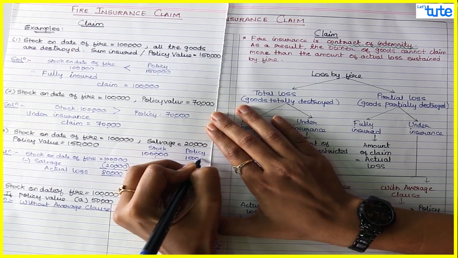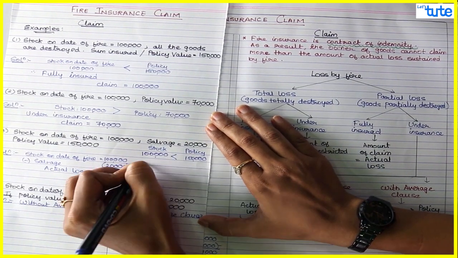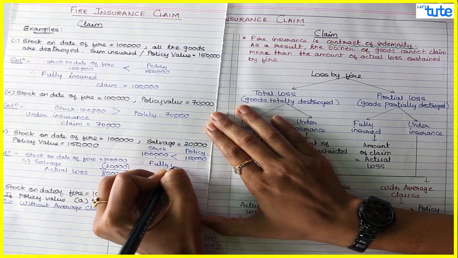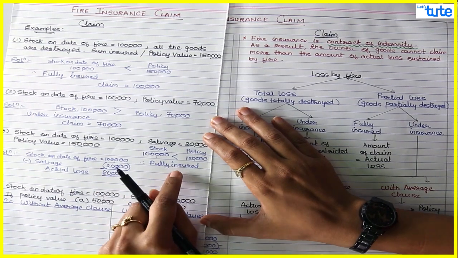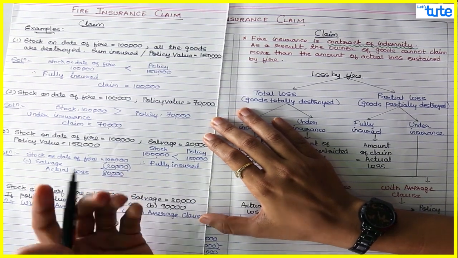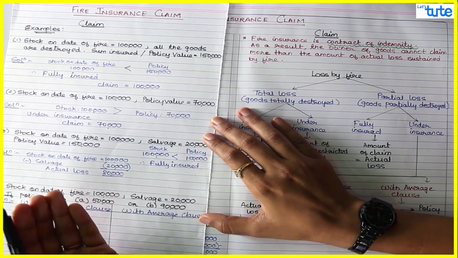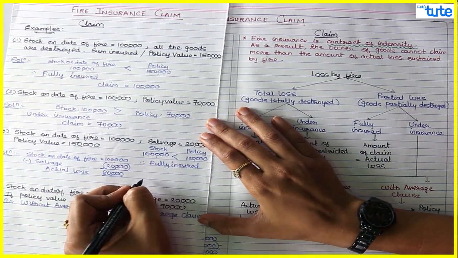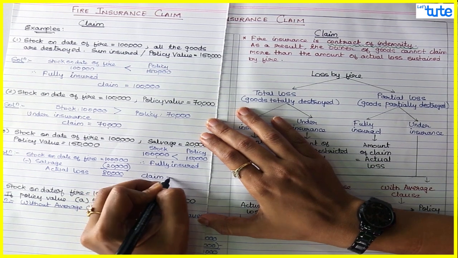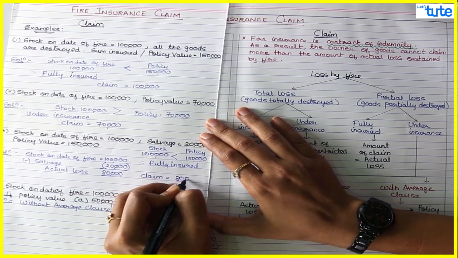So your policy is of more amount. Therefore this is the case of fully insured. Your goods are fully insured, your stock is fully insured. And if your stock is fully insured, they will give you the actual loss suffered. The insurance company will compensate for your actual loss. So in this case, your claim amount would be equal to your actual loss, which is 80,000.